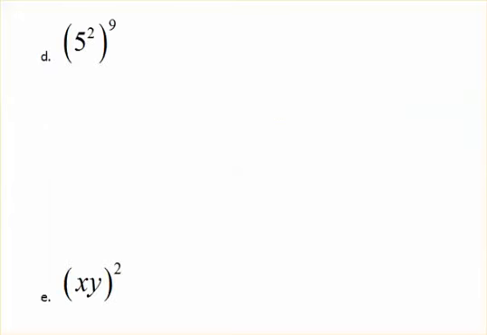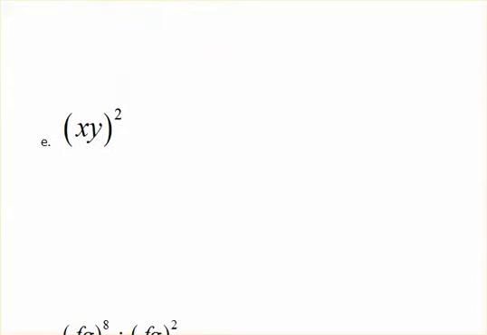Okay, on the next page we have a few more here. So we have 5 squared raised to the 9th power. So whenever we have a power raised to another power, the rule says that we're supposed to multiply those. So this is going to be 5 to the 2 times 9 power. Well, 2 times 9 would be 18, so this is 5 to the 18th power.